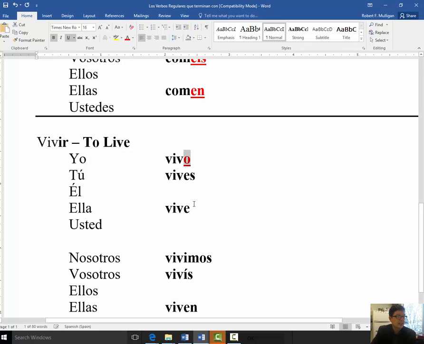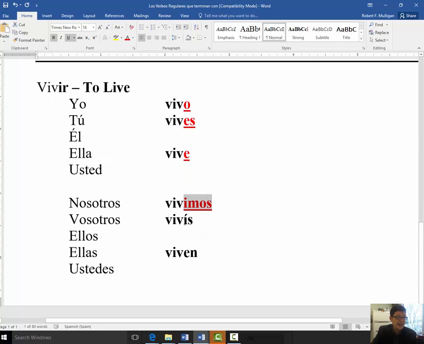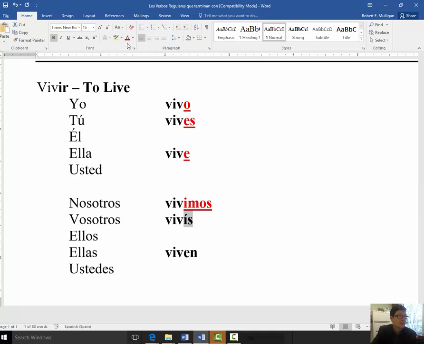Take a look very closely and compare where they differ with the ER verbs. So far, vivo, vives, vive are the same. However, take a look at the nosotros and vosotros forms. We have IMOS where we had EMOS, and we had IS where we had EIS. Notice that there's an accent as well. And then it's the same again. So the only difference is really in the nosotros and vosotros forms.